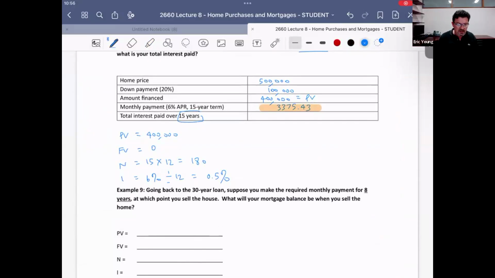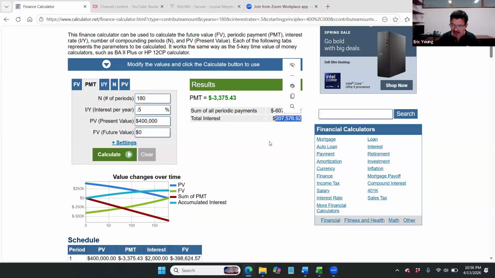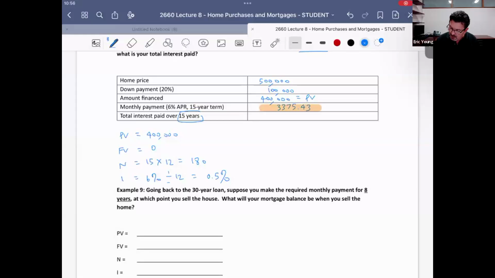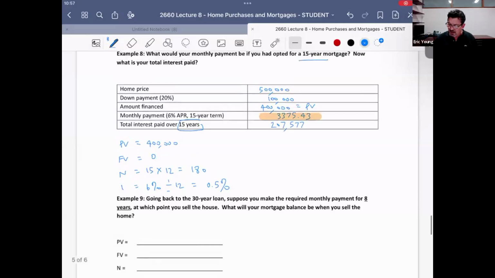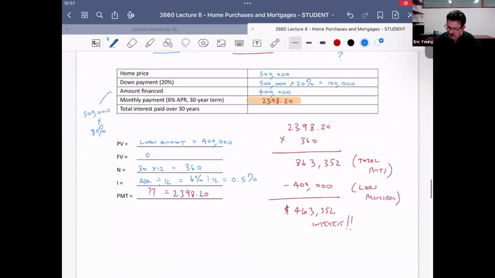Go back to the screen and notice here that the total interest paid is only 207,576. So you're paying an extra 1,000 a month, but because you're taking that loan from 30 years down to 15, look at your total interest: 207,577. Up here in the original loan, yikes.